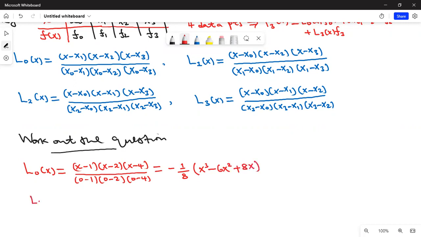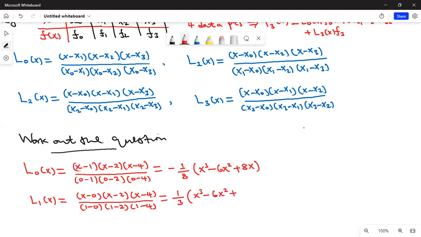Do the same to L1 of x. L1, we start with x minus x naught. That is x minus 0. Then the other one, x minus 2, then x minus 4, over 1 minus 0, 1 minus 2, 1 minus 4. Again, this will give you 1 over 3 times x cubed minus 6x squared plus 8x.